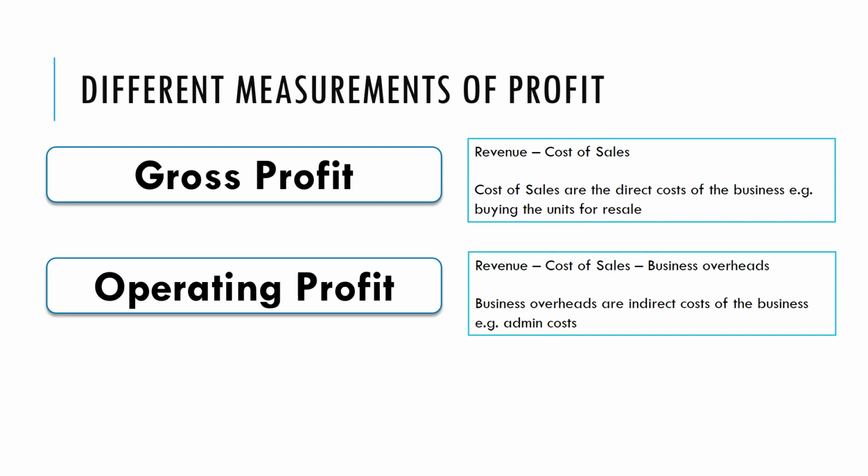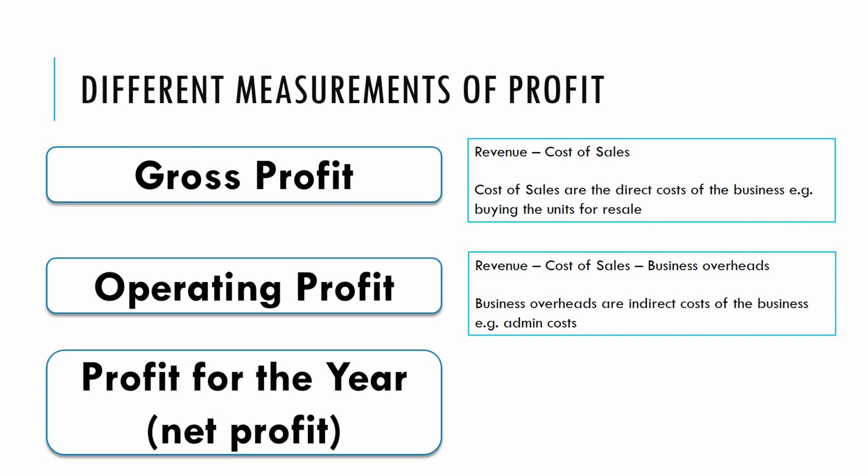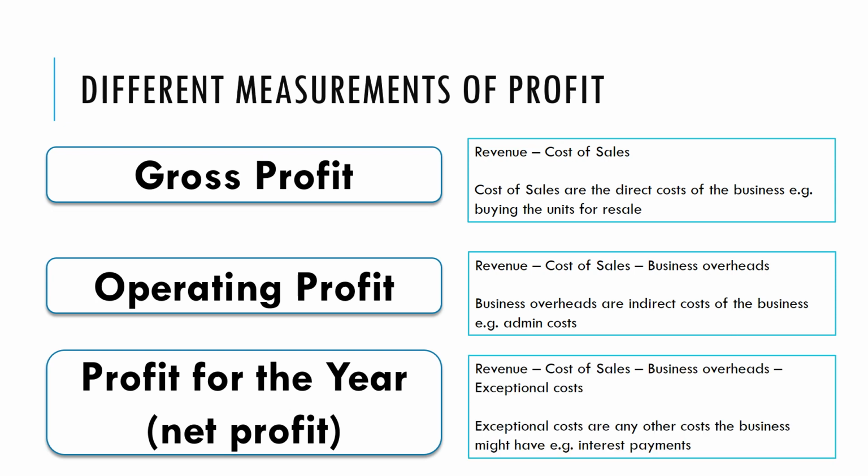Now there might be a few other costs that the business might incur, and if we subtract those as well, we have the final profit, often known as the bottom line, and that is net profit. And to get to net profit, we have to subtract any other exceptional costs. So we have the revenue, we subtract the costs of all the items, buying them in, for example our t-shirts, we subtract the costs of any other regular staff and things we might need, and then we subtract other things that aren't really part of the day-to-day running of the business.